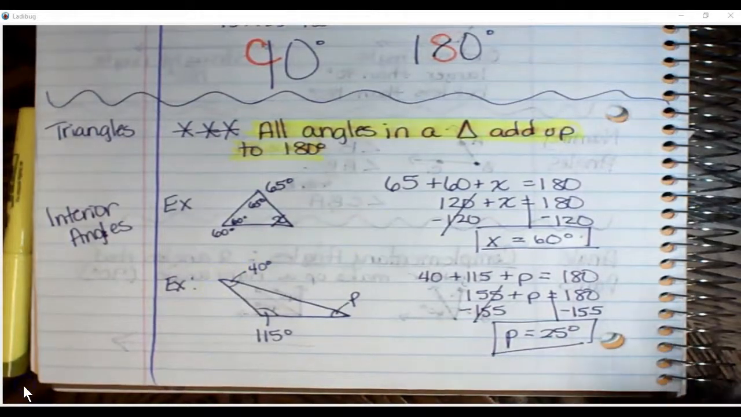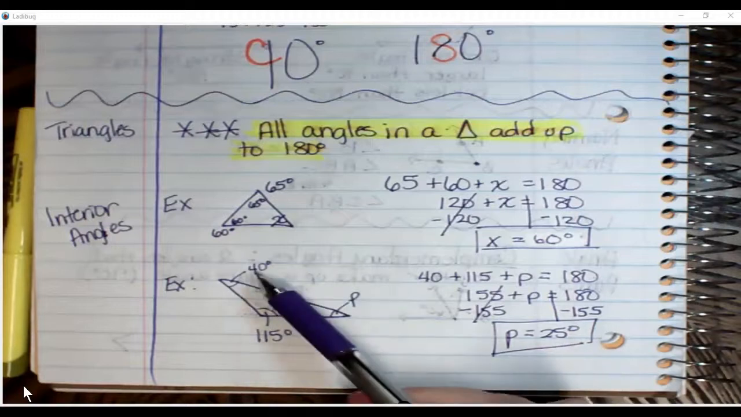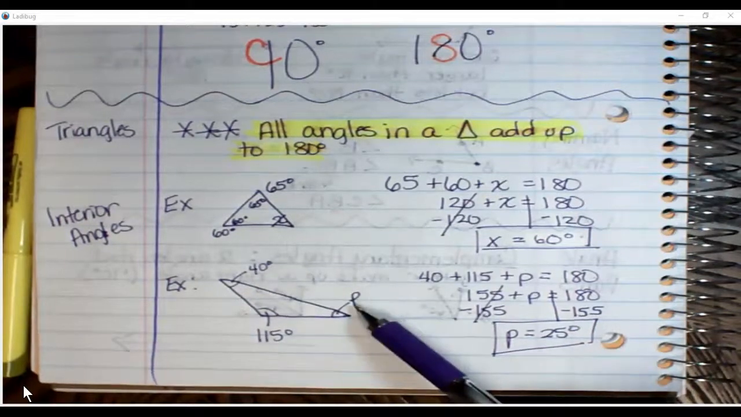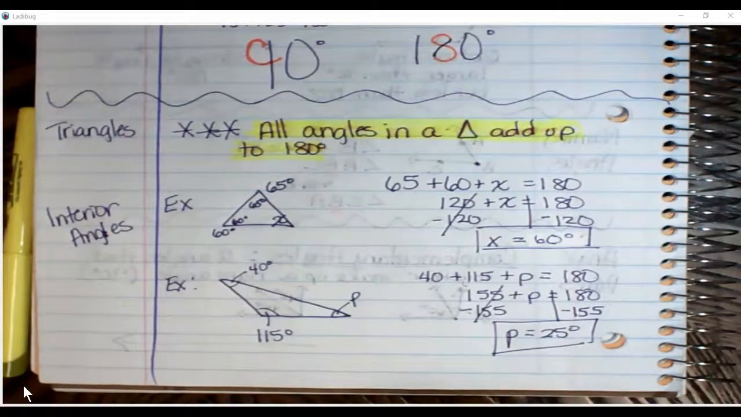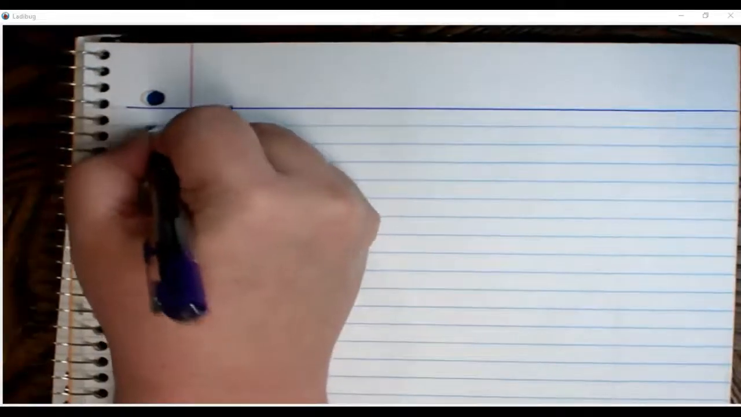Now to double check ourselves, we could just add them all up. 40 plus 115 plus 25, does that equal 180? Yes, it sure does. All right, so now that we've talked about how to find angle measures of interior angles of a triangle, now we need to move and talk about exterior angles.